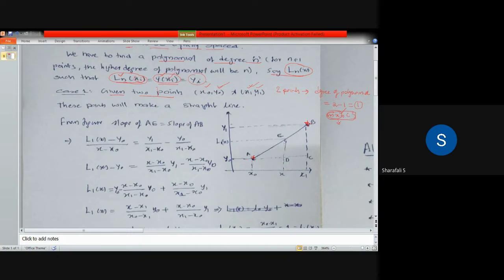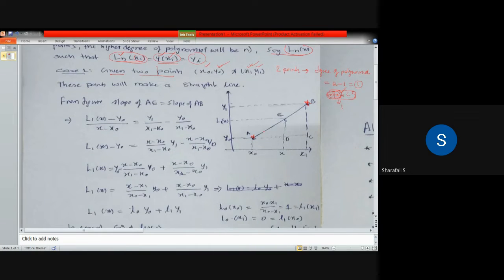So here the polynomial degree is 1, so that is varying with respect to x, x raised to 1. With 2 points, you can have a straight line like this. Okay, and if you connect those points, I have plotted here. These are the 2 points. Let us consider A and B as the 2 points which are available to us. So x0, y0 corresponds to point A, and x1, y1 corresponds to point B. With these 2 points, we can make a straight line.